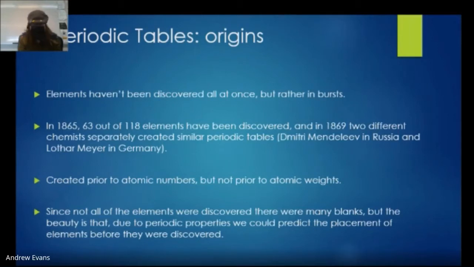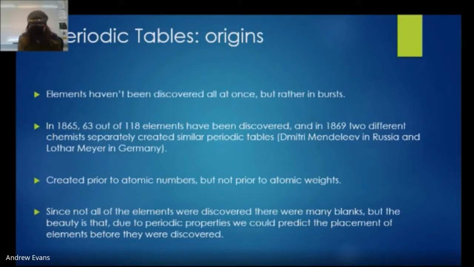By 1865, 63 out of 118 elements had been discovered. So a decent chunk, a little bit over half, but not that much. And in 1869, two different chemists separately created a similar periodic table: Dmitry Mendeleev in Russia and Lothar Meyer in Germany.